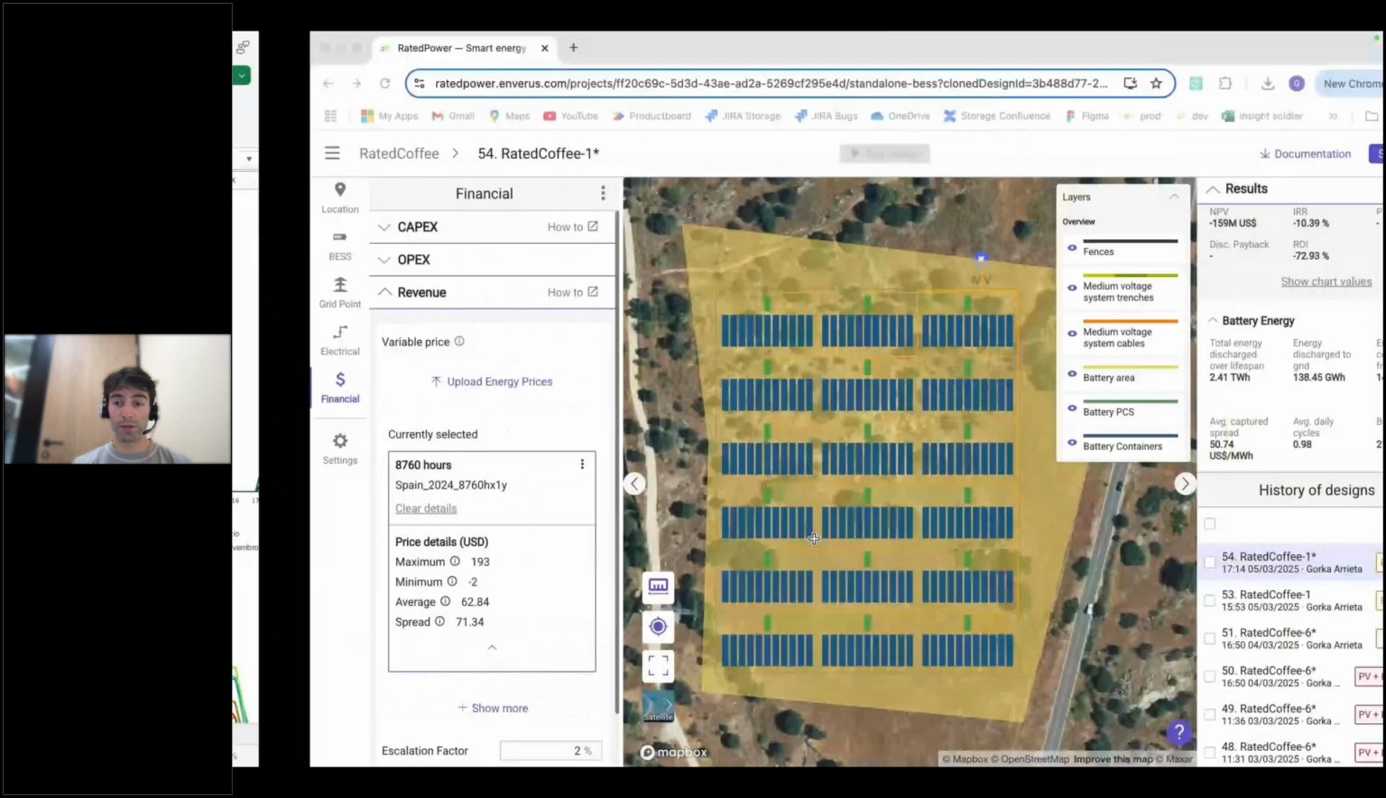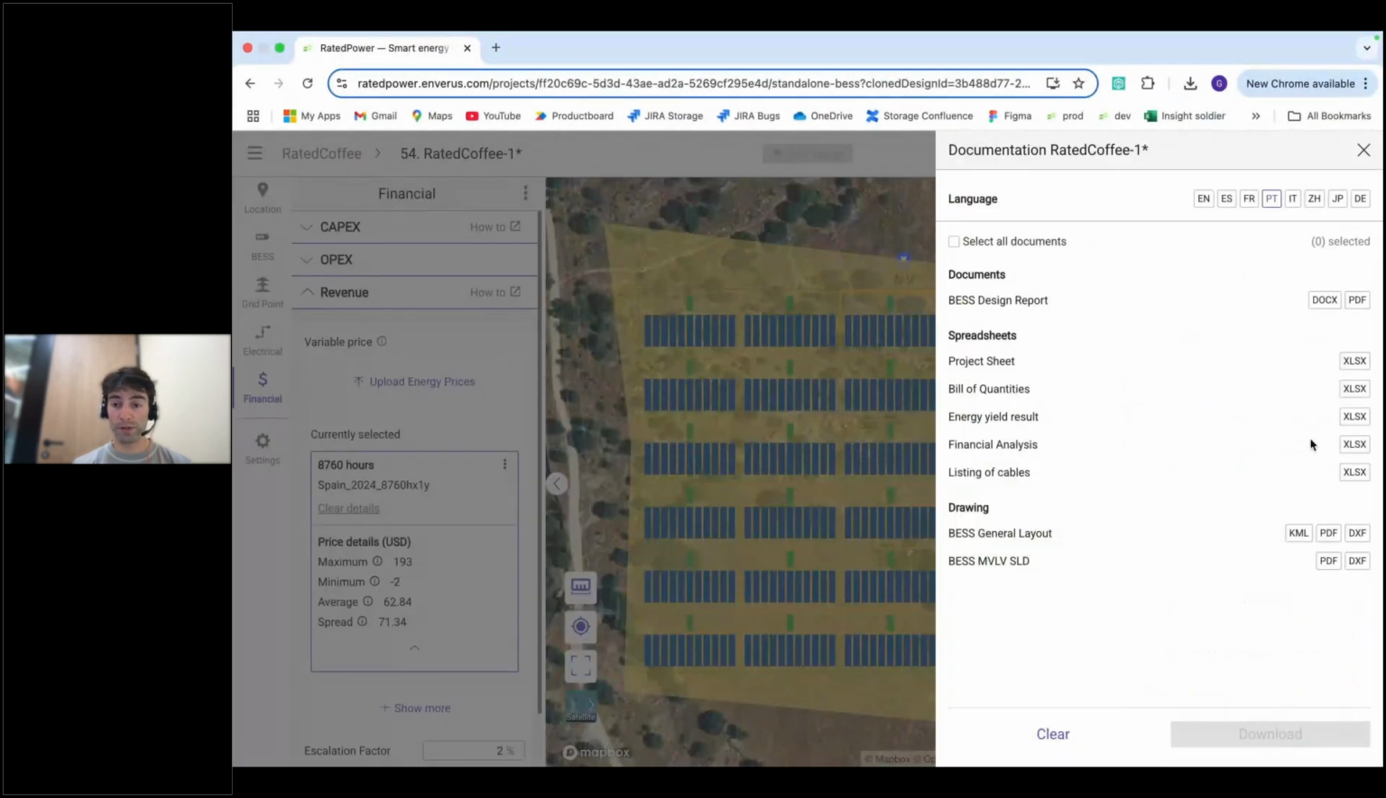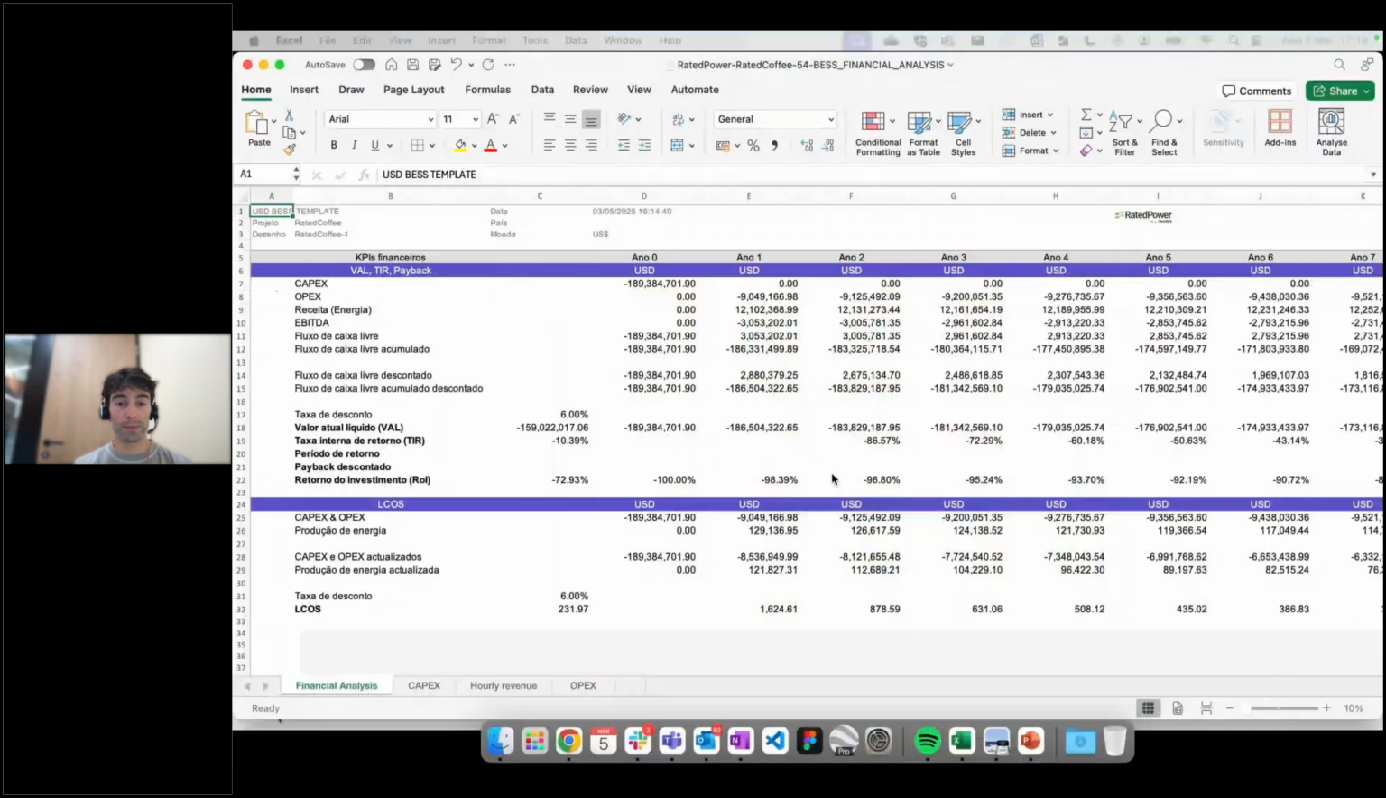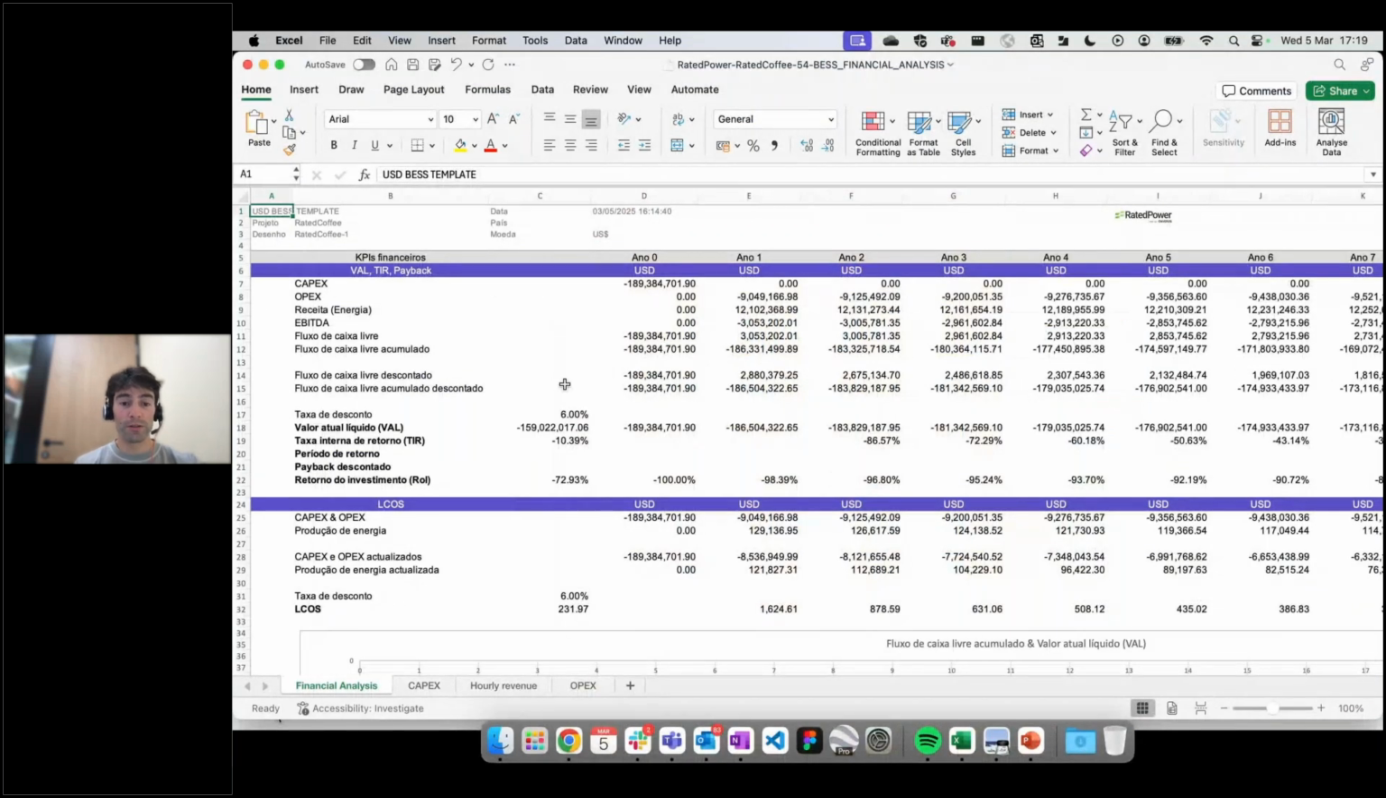So this is one of the documents. We also have the financial analysis. I will show you quickly before going into the next use cases. So let's open this one. And you can see here all the different figures.